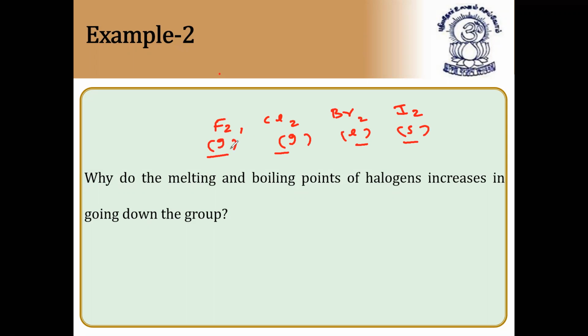So automatically gas has lower melting points and boiling points than liquid and solid. So the melting points and boiling points of halogens increase in going down the group. I hope it is clear. Let us see the next question.